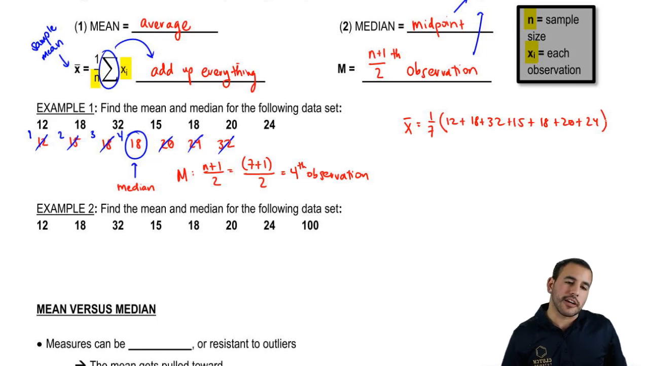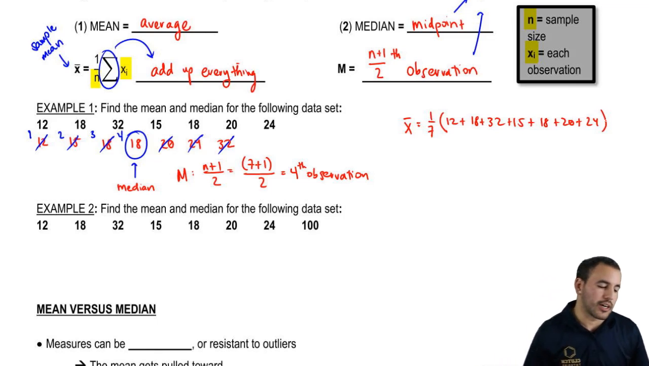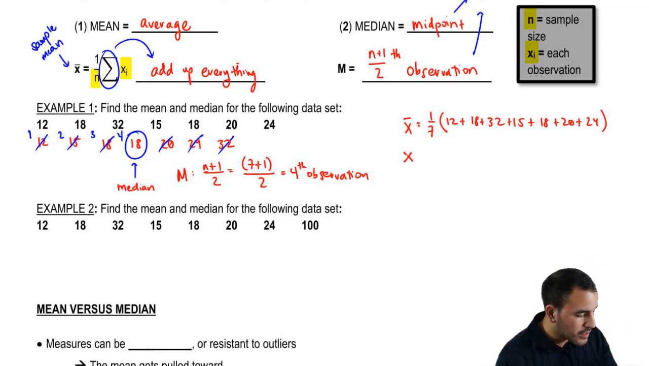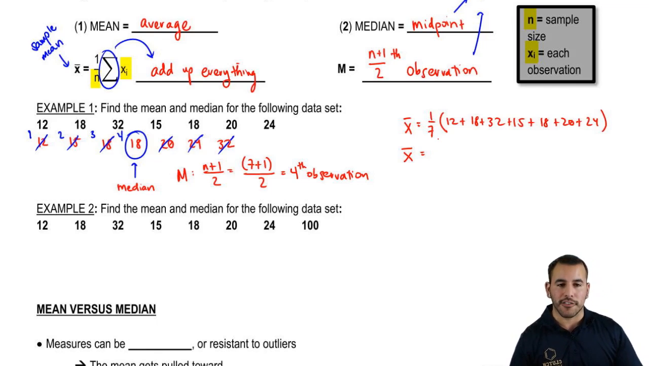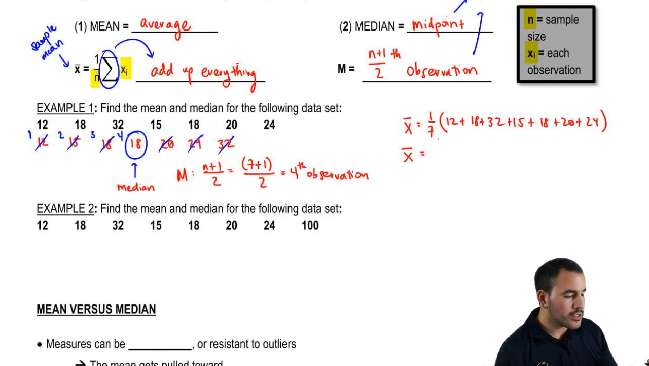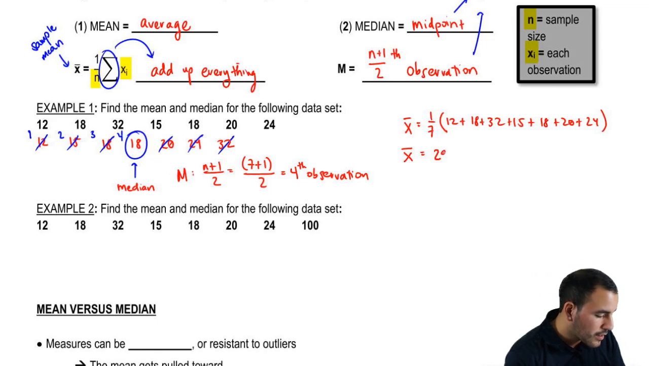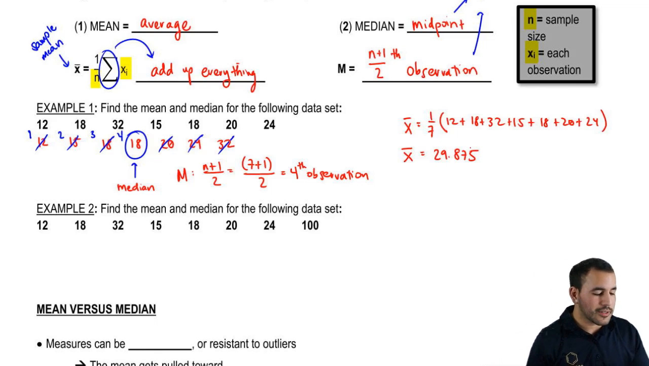Now, would it have made a difference if I used the ordered data set? No, because the only time you need to put it in order is for the median. The mean is irrelevant whether it's in order or not. So let's plug in those numbers. Like I said, I'm using these parentheses because if you had just put in 12 plus 18 plus 24 divided by 7, it's not going to give you the right answer. So first, let's put the parentheses around everything to make sure the calculator knows to add first and then divide by the 7. And so what we end up with is 29.875. No, we don't. We end up with 17.